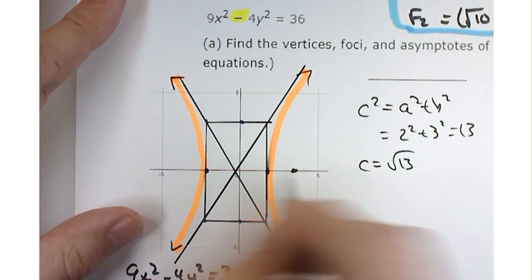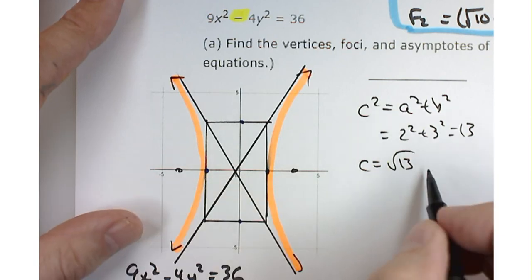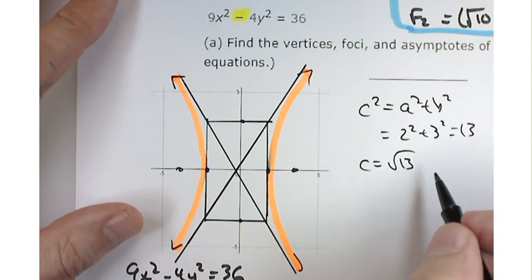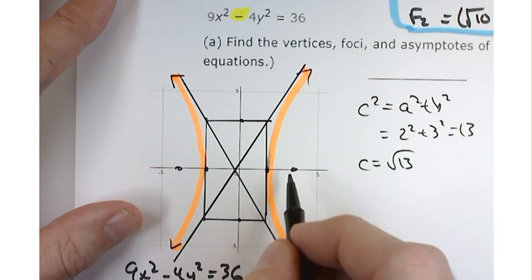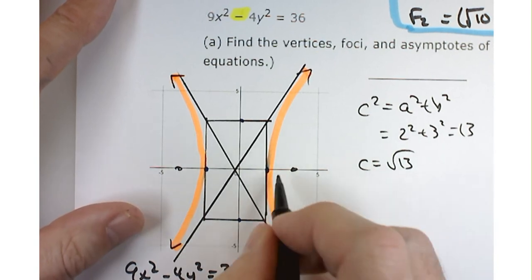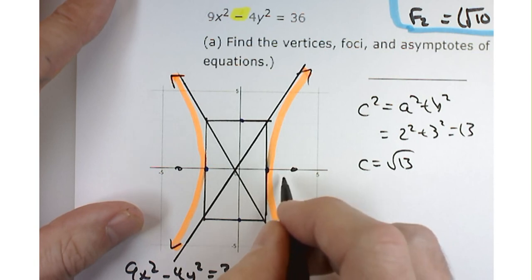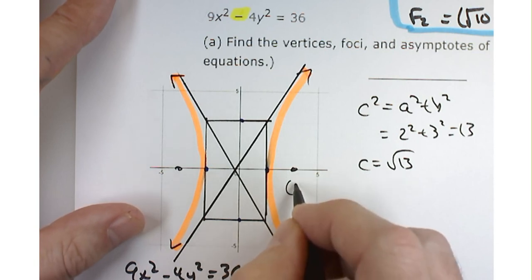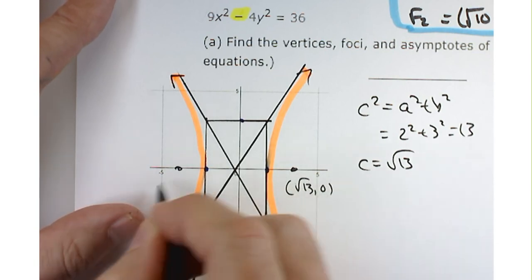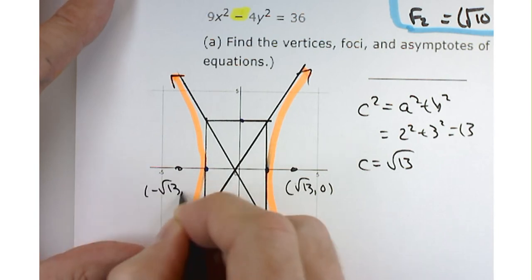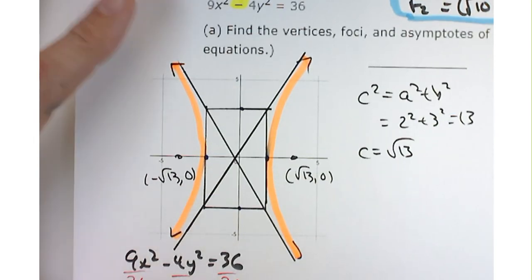So here and here. Square root of 13, I'm guessing about 3.6, so about 3.6, somewhere between 4 and 3. The foci are square root of 13 and 0, and negative square root of 13 and 0. Diana, thanks for being spot on with that.